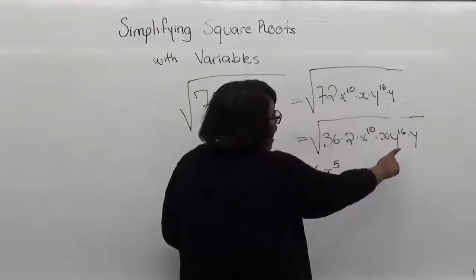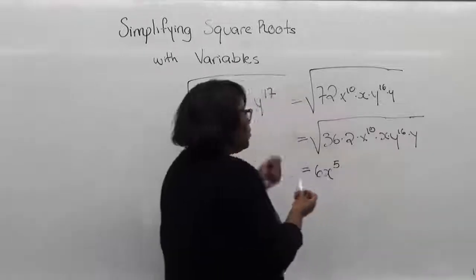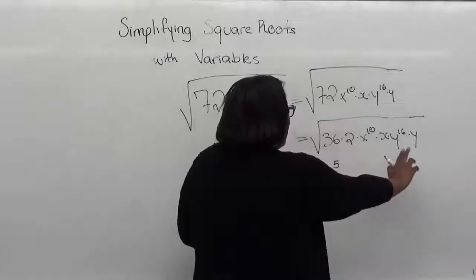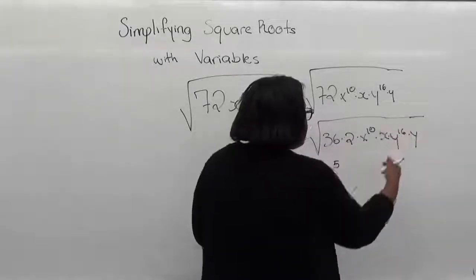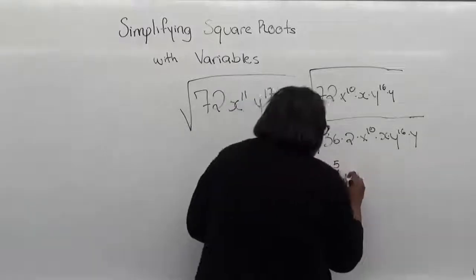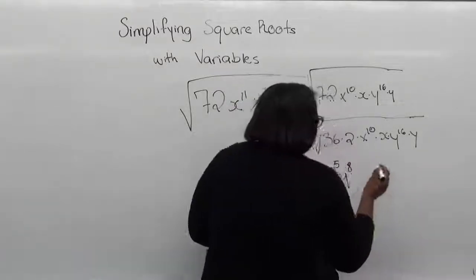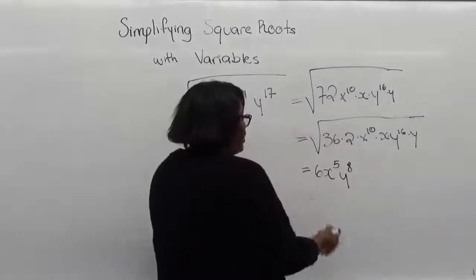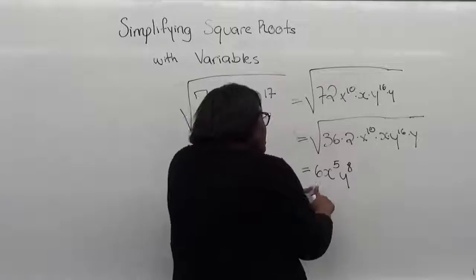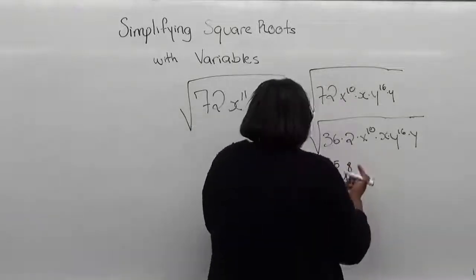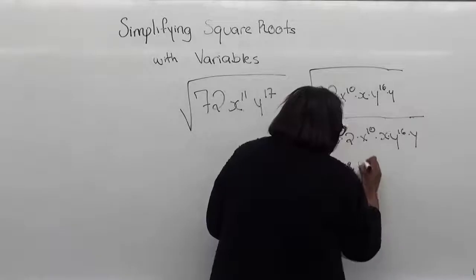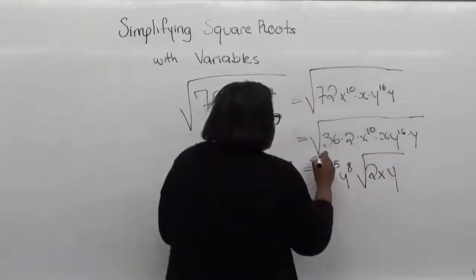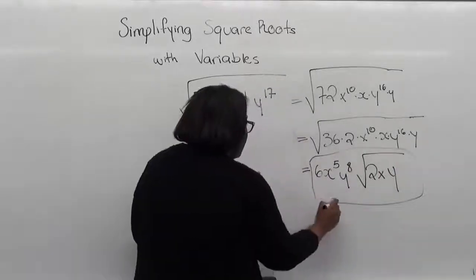The next term we have is y to the 16. We know that 8 plus 8 gives you 16. So we can conclude that the square root of y to the 16 would just be y to the 8th. And since we can't take the square root of y, we'll leave it under the radical. So our final answer for this is 6 times x to the 5th, y to the 8th, times the square root of 2xy. And this is our final answer.